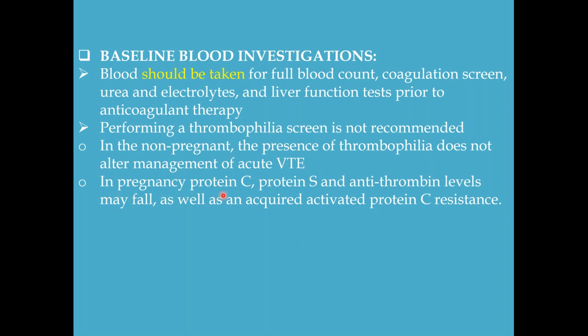In pregnancy, protein C, protein S, and antithrombin levels may fall, as well as acquired activated protein C resistance. So the important investigations here are full blood count, coagulation screen, urea and electrolytes, and liver function prior to starting anticoagulant therapy.